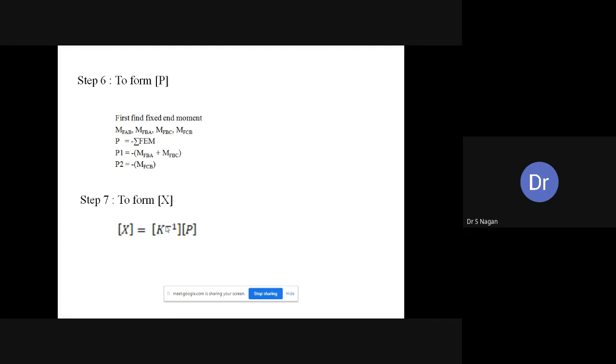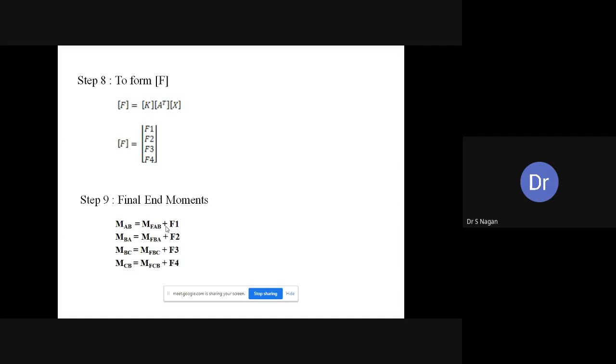Then we need to form the F matrix. So F matrix is equal to K_i transpose into X. This will give the internal joint moments. Once you get the internal joint moments, you will get the final moments by M of AB plus F1, M of BA plus F2, M of BC plus F3, M of CB plus F4, etc. So the same technique will be used in case of portal frame also.